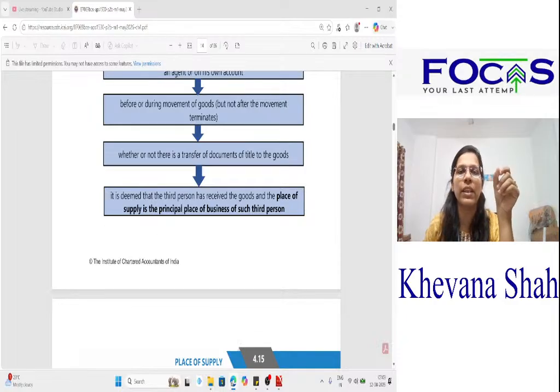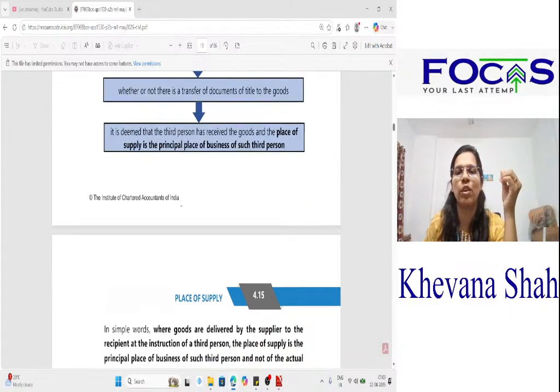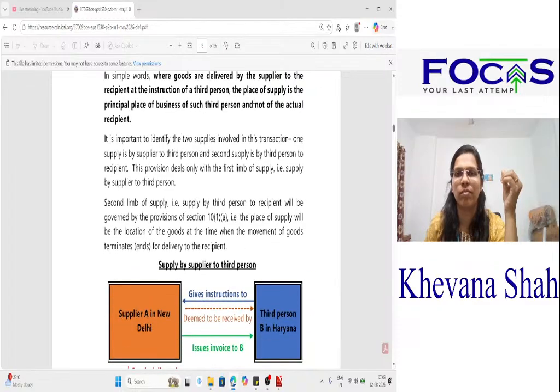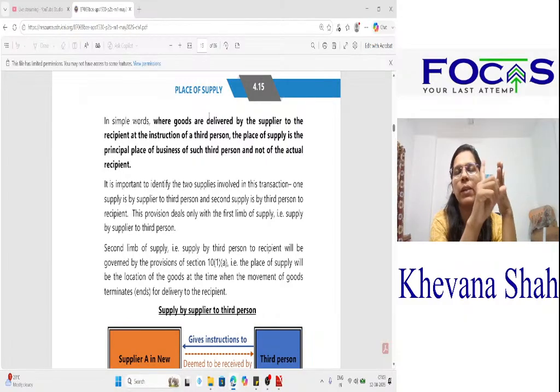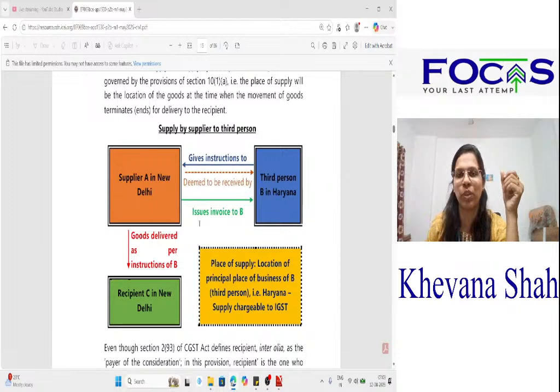Still, it is deemed that the third person, this person at place B, has received the goods and the place of supply is the principal place of business of such third person. So whatever is the principal place of business of the person on whose instruction these goods are transported to place C, that will be the place of supply. Okay, so here the place of supply will not be the place where actually the goods are received, but the principal place of business of the person on whose instructions these goods are transported.